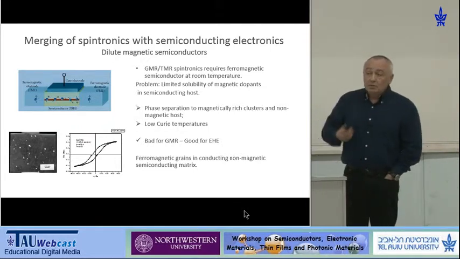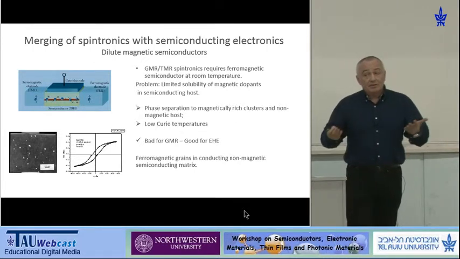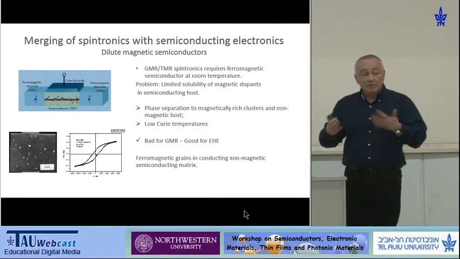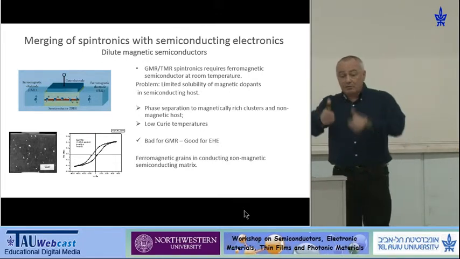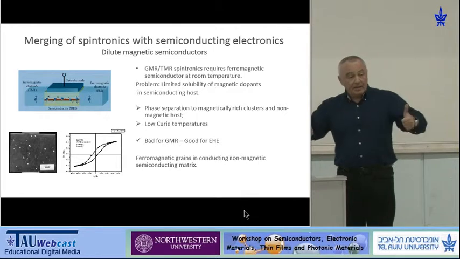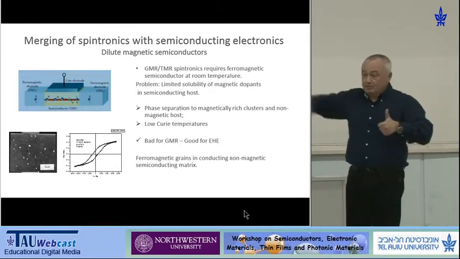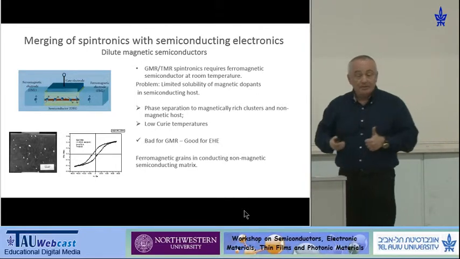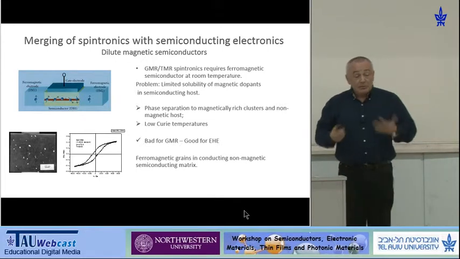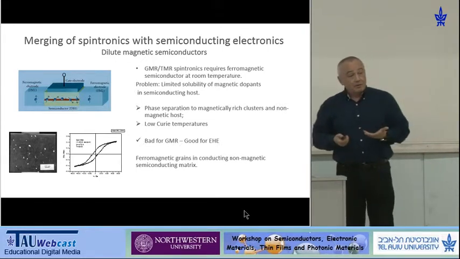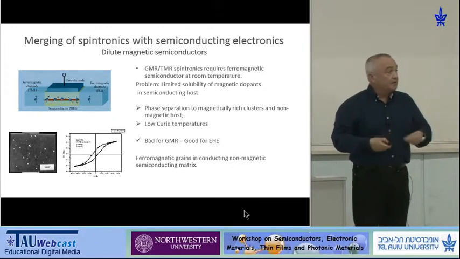Now, how do people produce a ferromagnetic semiconductor? You take a semiconductor and you dope it with ferromagnetic impurities. And then the ferromagnetic impurities contribute both the local magnetic moments and the charge carriers that will run all around and transfer information, right? The problem is that typically the solubility of ferromagnetic impurities within a semiconducting host is very low.